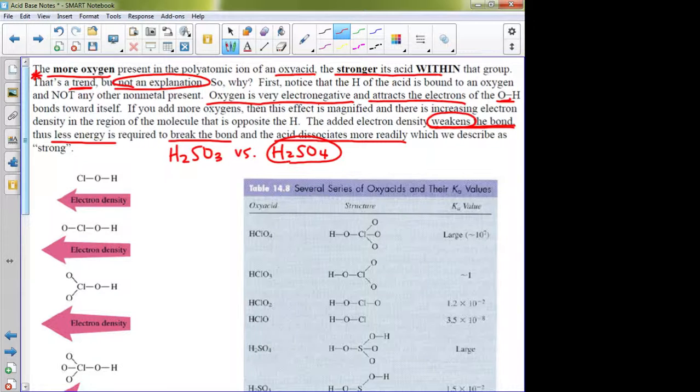Your explanation would need to talk about the fact that oxygen is electronegative. So when we add more oxygens, it pulls more of the electrons away from hydrogen. It makes the bond weak, so it's easier to break the hydrogen off and dissociate. Do we see this? You cannot say, I'm going to say one more time, because the more oxygen, the stronger the acid. It's not considered a good explanation.